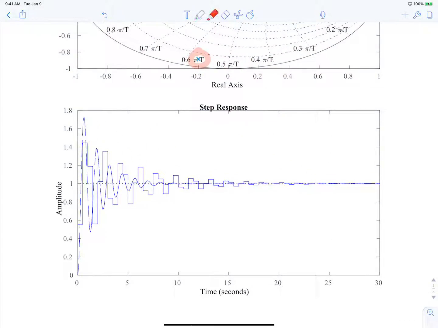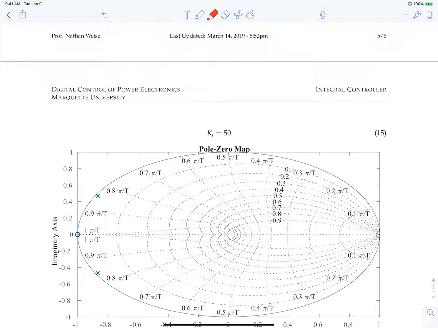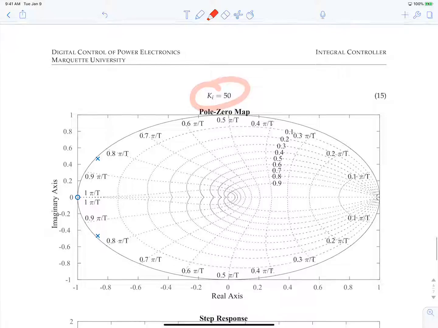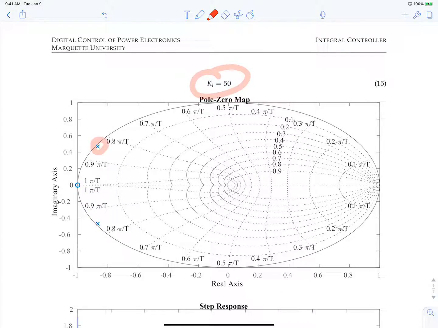Yeah, look at this ringing response. I mean, it doesn't even really track very well the continuous time response. And the thing to note here is that we're ringing quite a bit. A lot of ringing in this response. Okay, one last time. Let's go up even higher. Ki is equal to 50, and let's see what happens. There are the poles. Let's look at that.